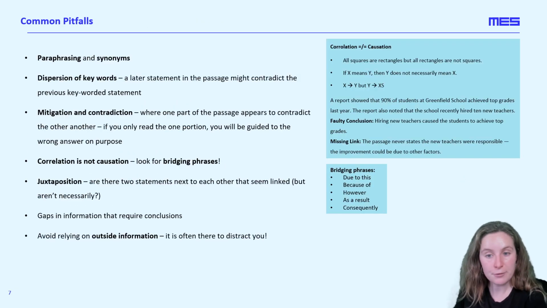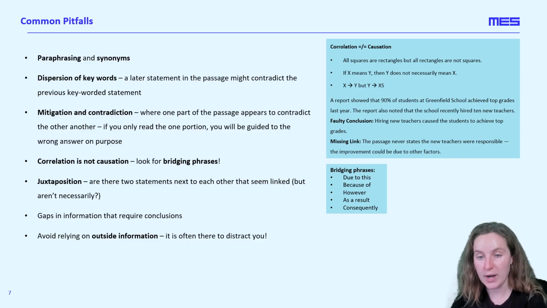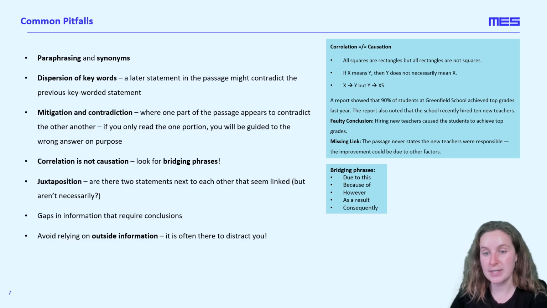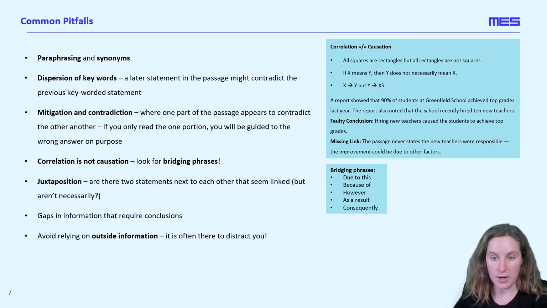Some common pitfalls for this type of question are paraphrasing and synonyms. If you're using your keywords to guide you as you scan the passage, you want to be mindful that sometimes, especially with these inference or deduction questions, the question itself will be rephrased, slightly rejigged in terms of the words used, or it may be paraphrased, summarized using different words. So keep an eye out for synonyms of your keywords as you read, because they may intentionally not appear in the question itself.